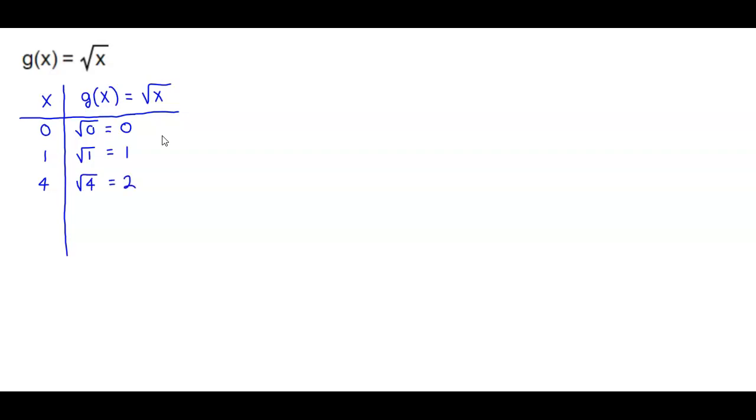So when we think about this as a domain and range, we have an ordered pair. The first ordered pair is 0, 0. The second ordered pair is 1, 1. The third ordered pair is 4 and then 2, and then so on. Now so far we plugged in the values for 0, 1, and then 4.